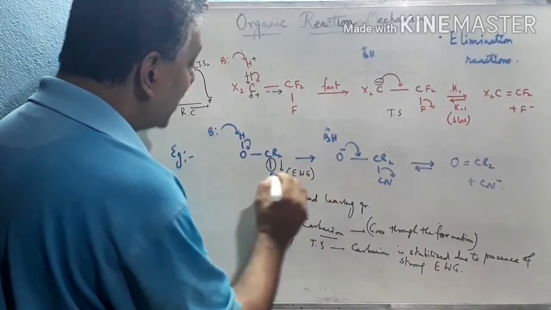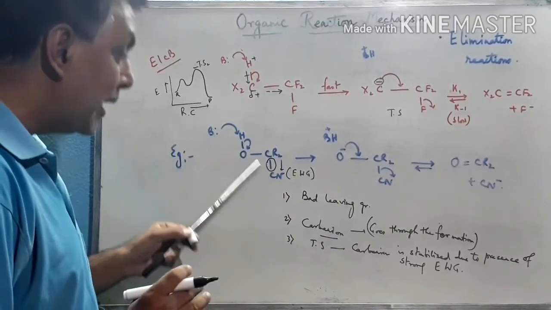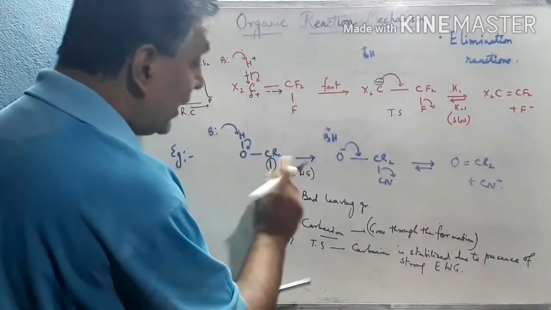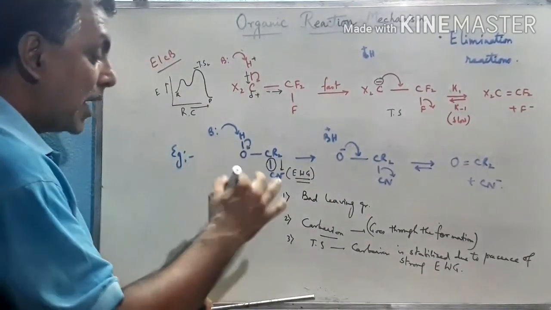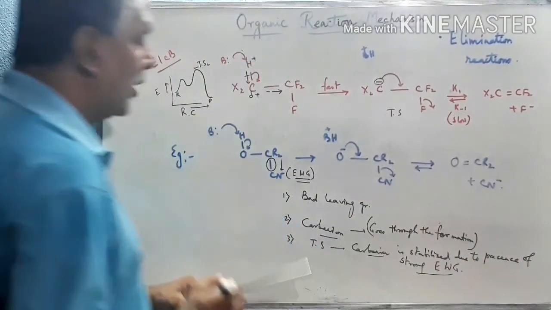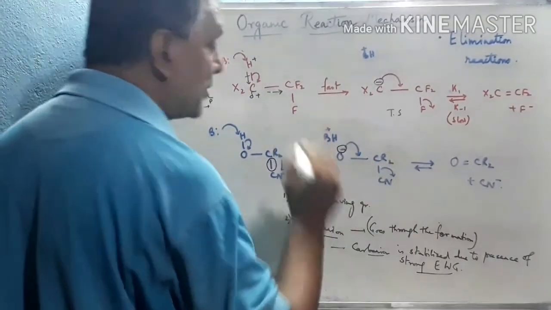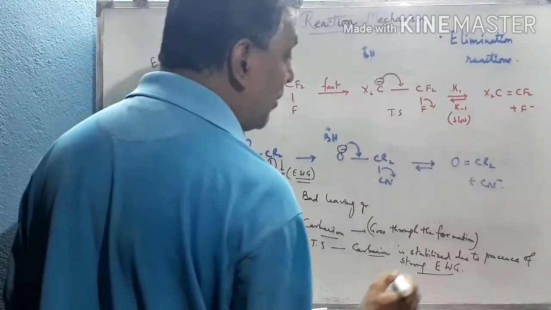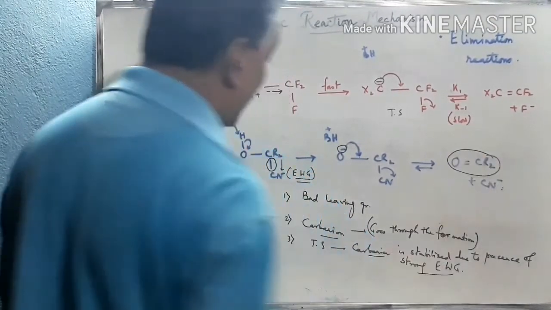So the E1CB mechanism occurs only in case of a bad leaving group, and actually it must contain at least one very strong electron withdrawing group which stabilizes the carbanion. So the carbanion is stabilized due to the presence of a strong electron withdrawing group. Now it first generates a carbanion which is stabilized due to the presence of CN minus. Now it forms a double bond and insists the CN minus to leave. Hence it forms the corresponding ketone and releases the CN minus.